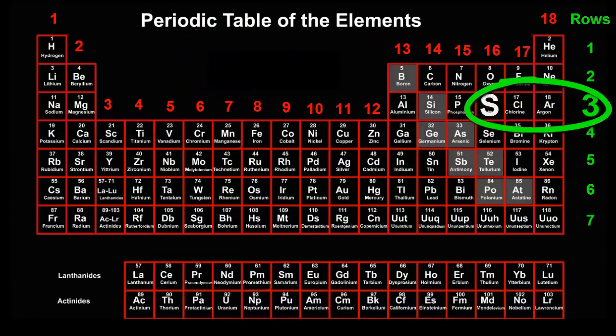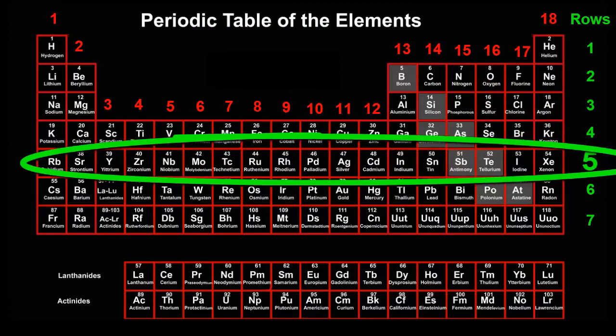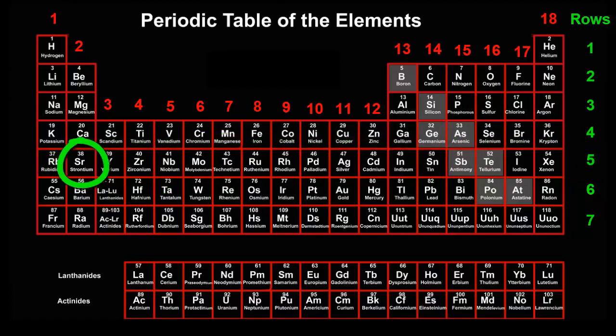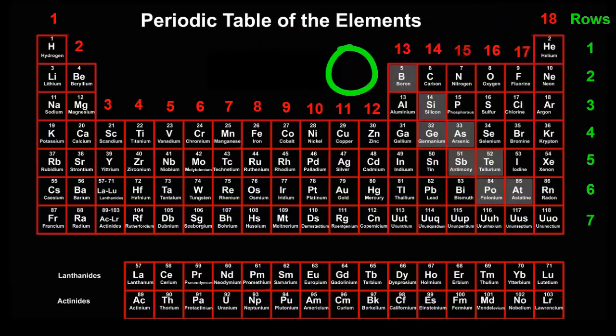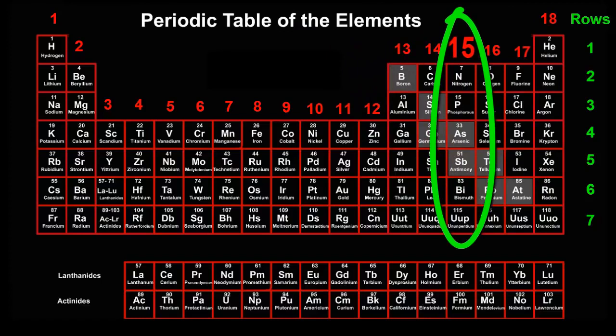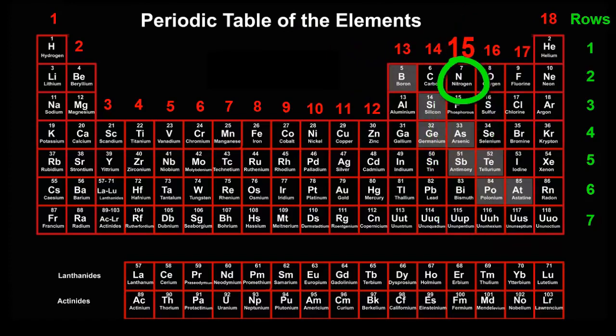Which row is sulfur in? The third row. Choose any element in the fifth row. There are a lot of possible answers for this. Could be strontium, tin, iodine. You choose. Which group is chlorine in? Group 17. Choose an element in group 15. Could be nitrogen or arsenic or any of the others.